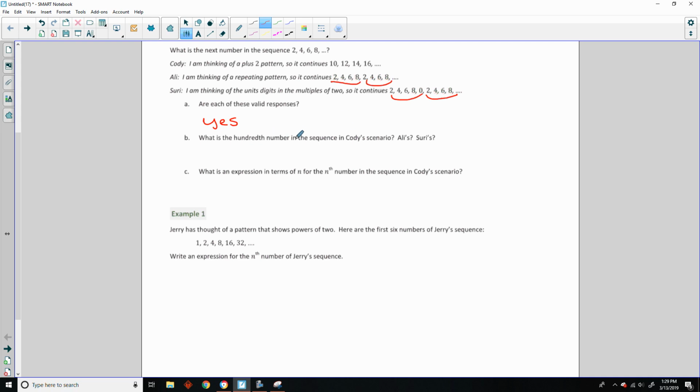B says, what is the 100th number in the sequence in Cody's scenario? So in this one, we have the first, second, third, fourth. What would be the 100th? And then what is the 100th in Allie's, and what is the 100th in Suri's? Okay, so Cody, the 100th would be, well, 10, 12, 14, 16. That's 1, 2, 3, 4. How high would those go, counting in twos? What would be the 100th number?